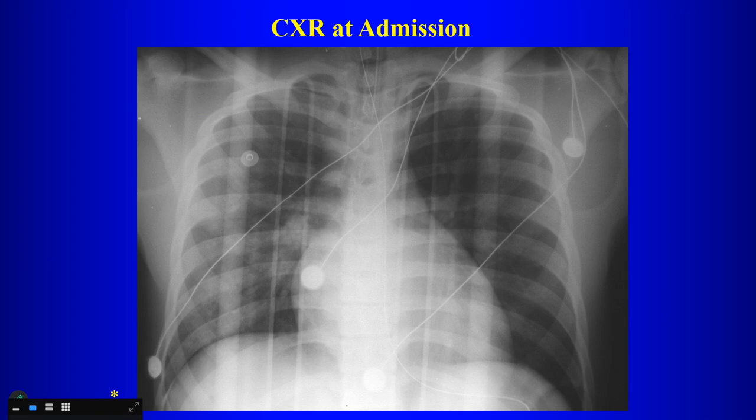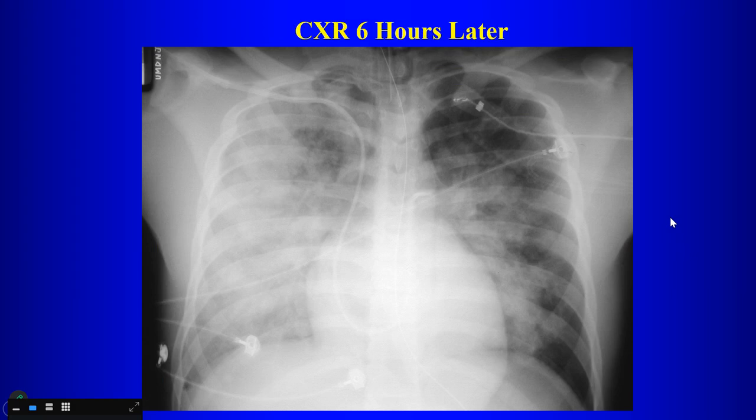So the chest radiograph at admission looks pretty clear, and then 6 hours later, it looks like this. How would we describe the abnormality on the chest radiograph? We have the abrupt onset of bilateral consolidations, right? So this is most likely to represent what, in terms of what the alveoli are filled with? Fluid.